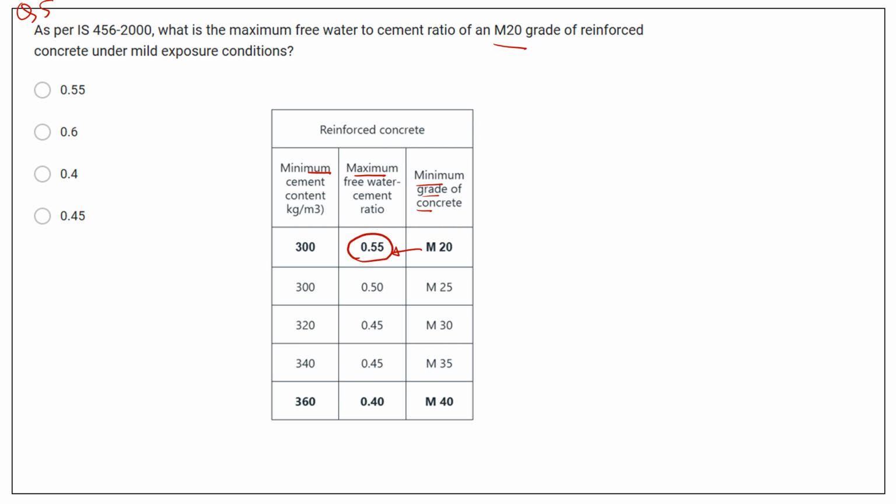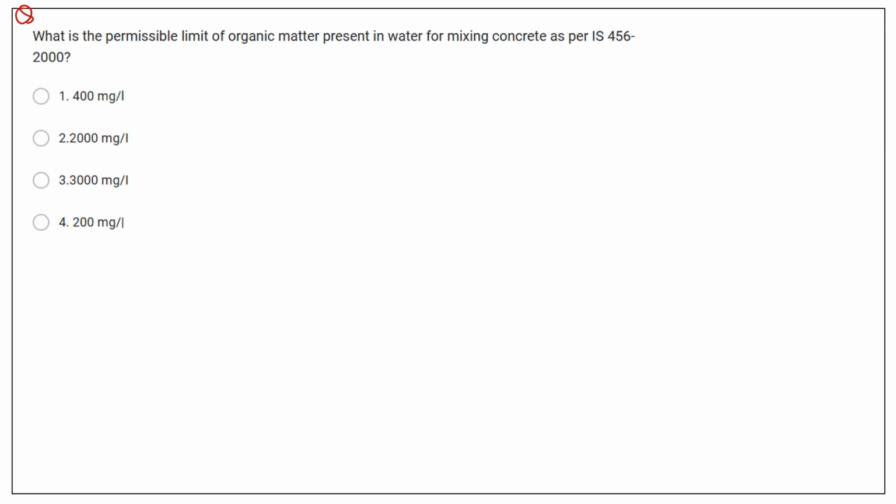So here the first option is correct, which is 0.55. The next question. Sixth question: What is the permissible limit of organic matter present in water for mixing concrete as per IS 456-2000?